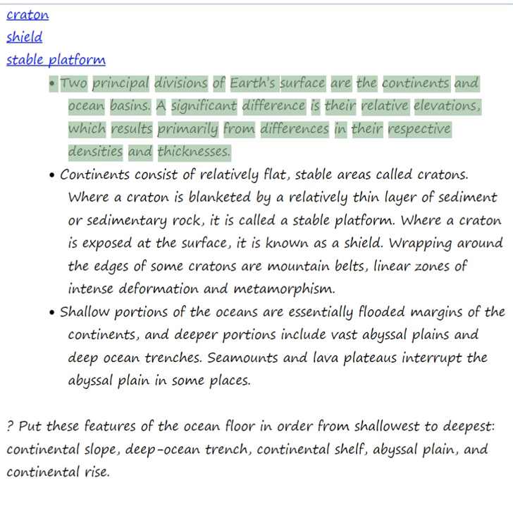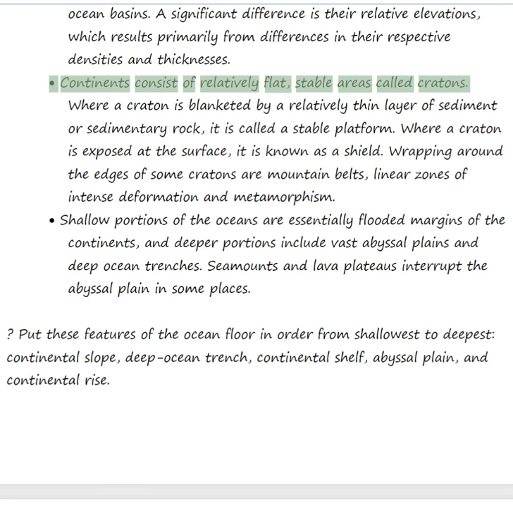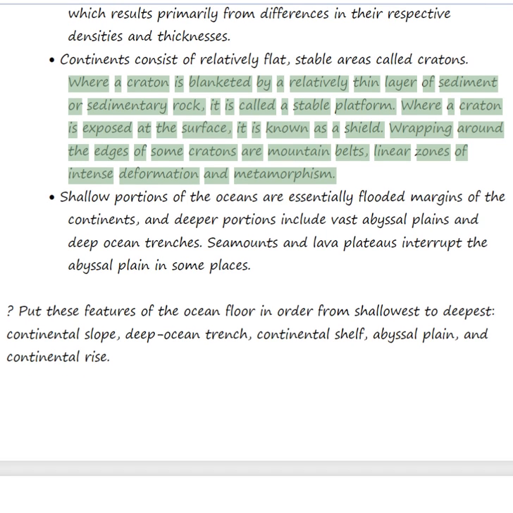Two principal divisions of Earth's surface are the continents and ocean basins. A significant difference is their relative elevations, which results primarily from differences in their respective densities and thicknesses. Continents consist of relatively flat, stable areas called cratons. Where a craton is blanketed by a relatively thin layer of sediment or sedimentary rock, it is called a stable platform. Where a craton is exposed at the surface, it is known as a shield. Wrapping around the edges of some cratons are mountain belts, linear zones of intense deformation and metamorphism.